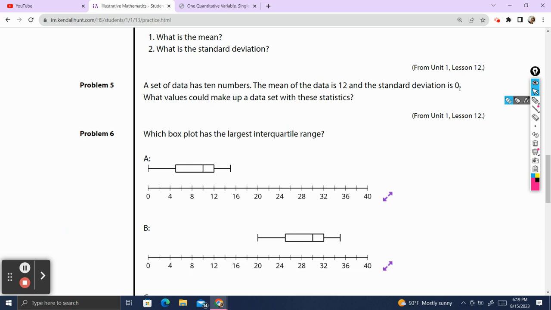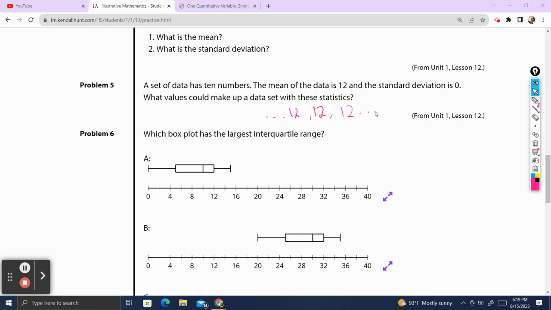Well, if the standard deviation is 0, it literally means that none of the values deviate from the mean. So if the mean is 12, that means all the rest of the numbers are 12 as well, because there is no deviation from the mean. Every single value is exactly the same as the mean. It doesn't deviate, it doesn't change, it's not greater, it's not smaller. So all 10 values of this data have to be the number 12.